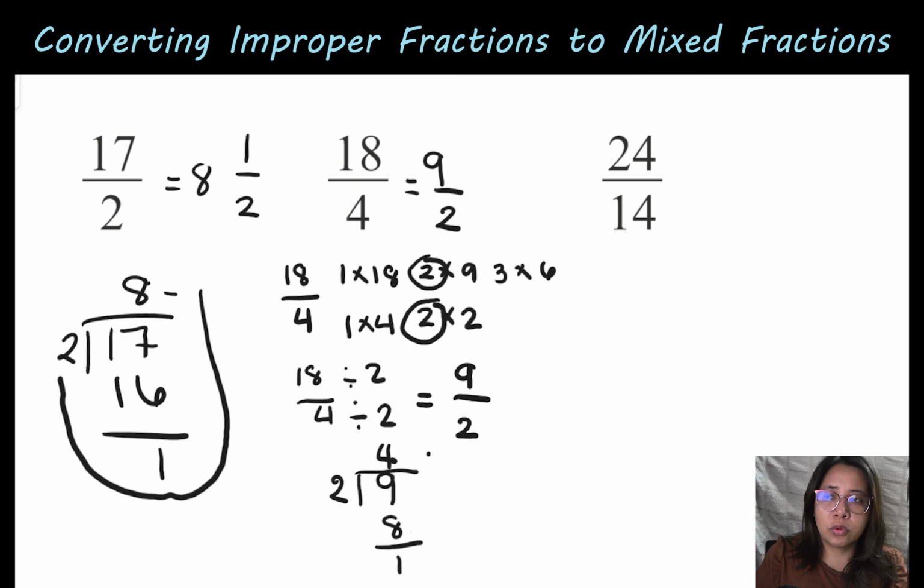So we have 4. Ito yung ating whole number. Ito yung ating numerator at ang ating denominator. So isulat natin dito. So we have 4. Tapos yung ating numerator and ang ating denominator. So 18 over 4 is equivalent to 4 and 1/2.